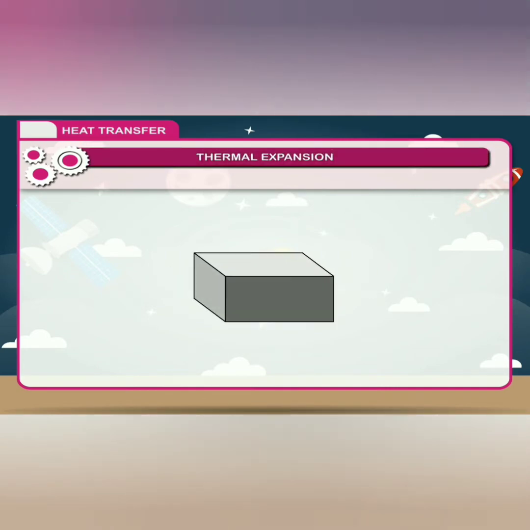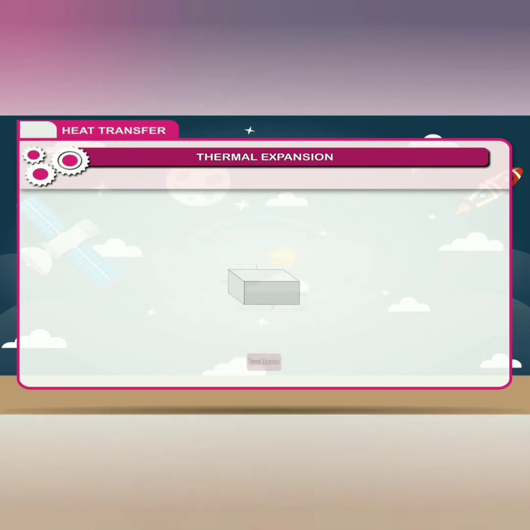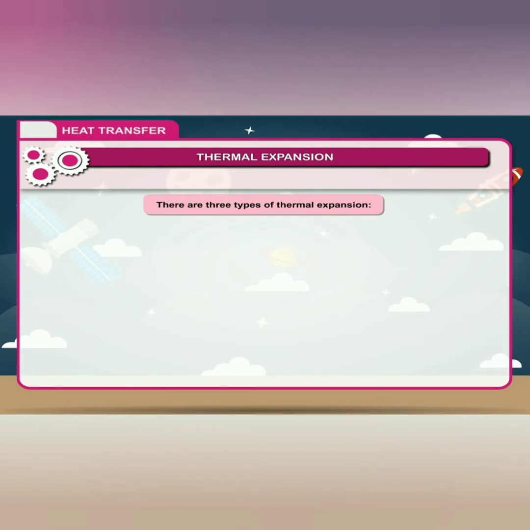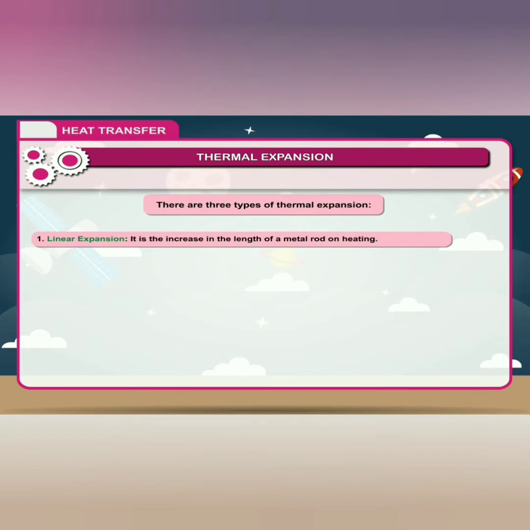Almost all solids, liquids, and gases expand on heating. The increase in the size of the body when it is heated is known as thermal expansion. You can see the figure. Now there are three types of thermal expansion. Let's study that. First is linear expansion. It is the increase in the length of a metal rod on heating.